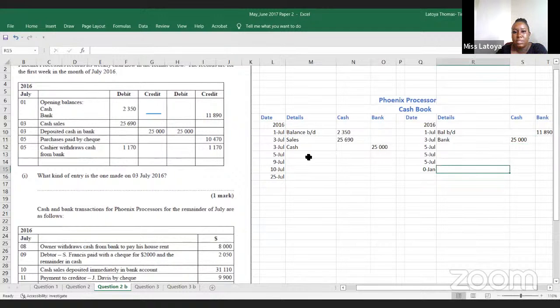I hope you all see this. Okay. What happened on the 5th? We have purchases paid by check. So payments are going to come on this side, or receipts are going to come on this side. Okay. So purchases, the figure was 10,000.